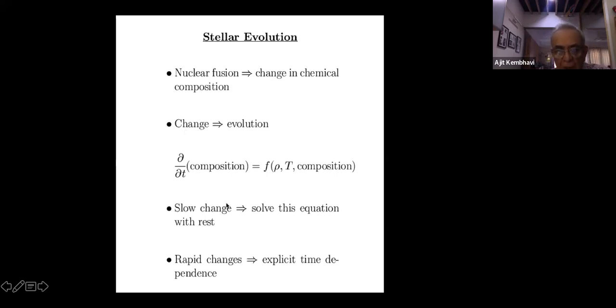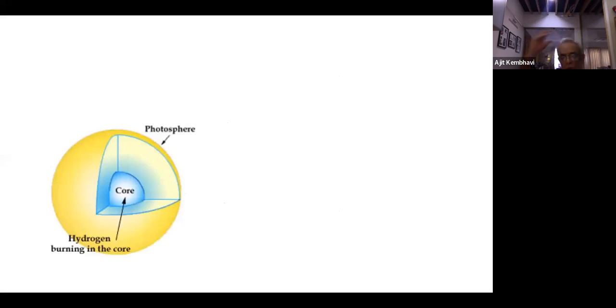The rate at which the chemical composition changes and the rate at which the evolution takes place is extremely slow, because we know that the total lifetime of the sun is going to be about 10 to the 9 years. So let us see how this slow but steady change takes place. When you've got a main sequence star, it is characterized by the conversion of hydrogen to helium in the core.